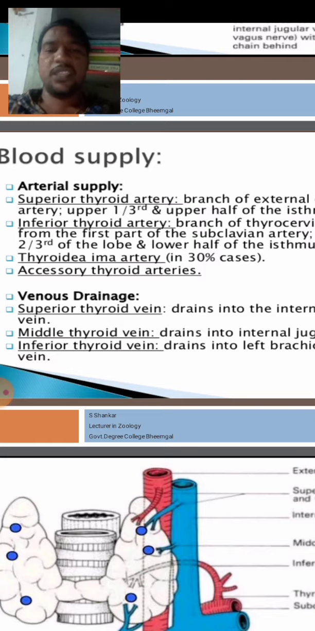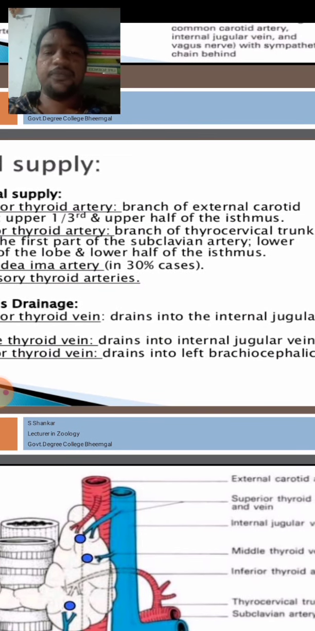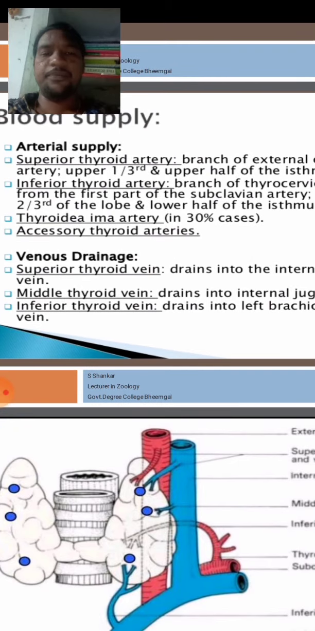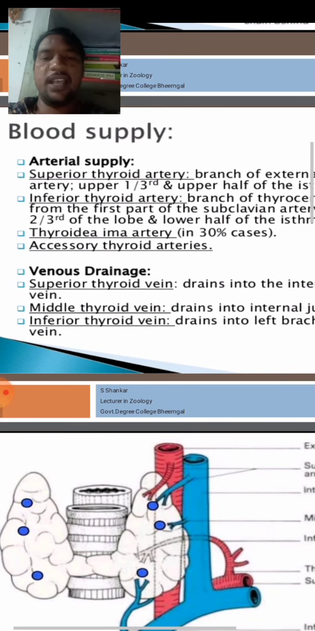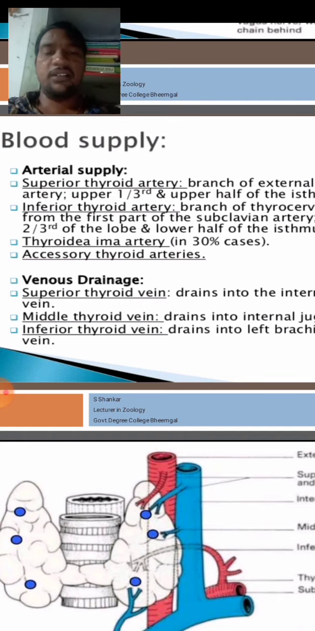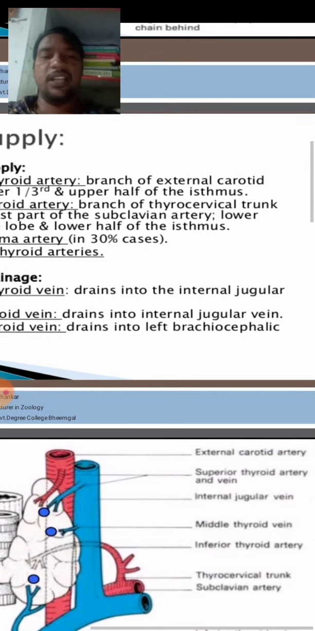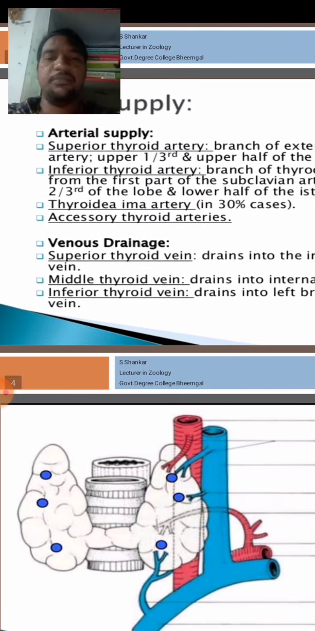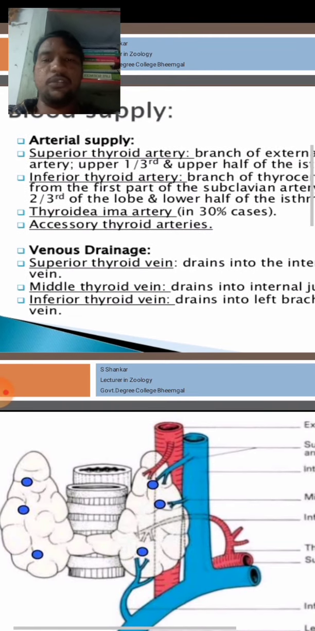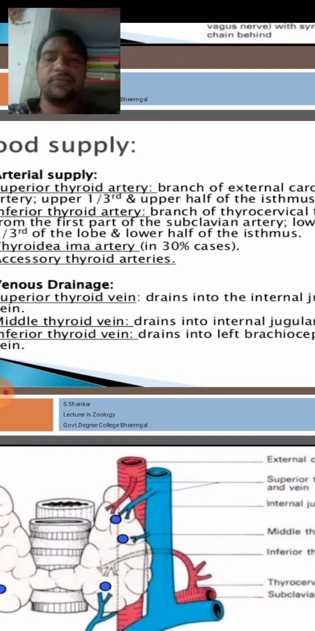The inferior thyroid artery, a branch of the thyrocervical trunk from the first part of the subclavian artery, supplies the lower two-thirds of the lobe and the lower half of the isthmus.